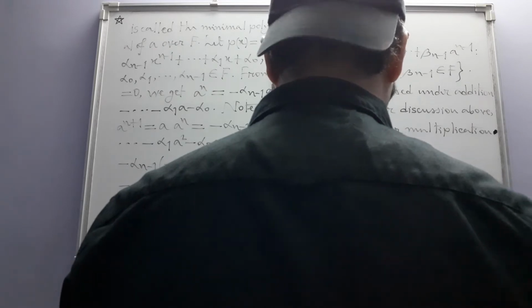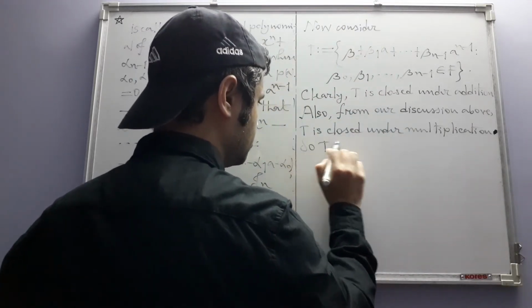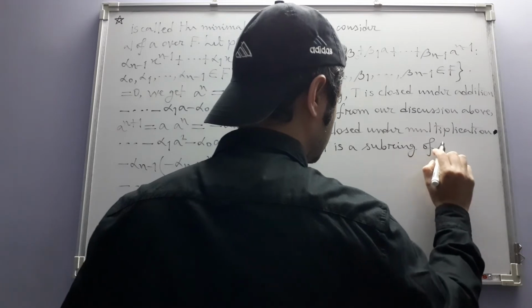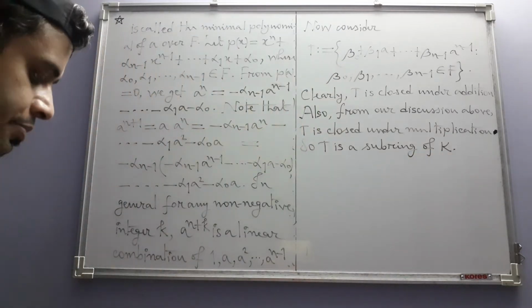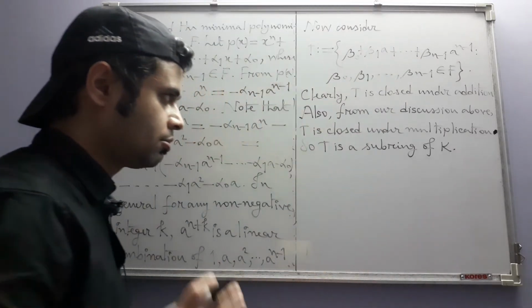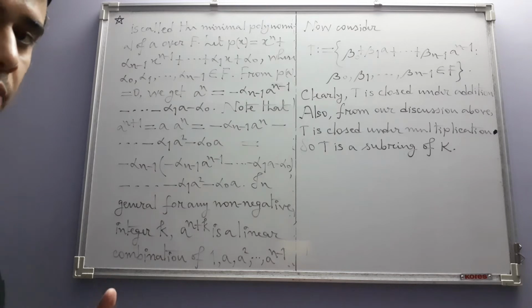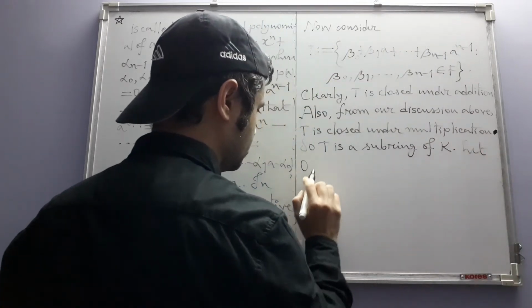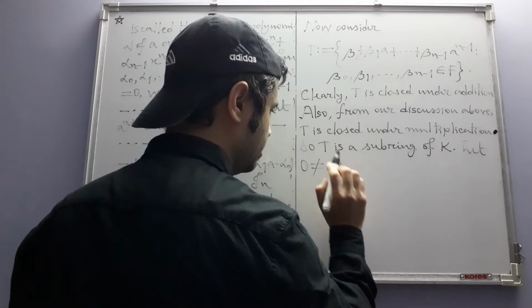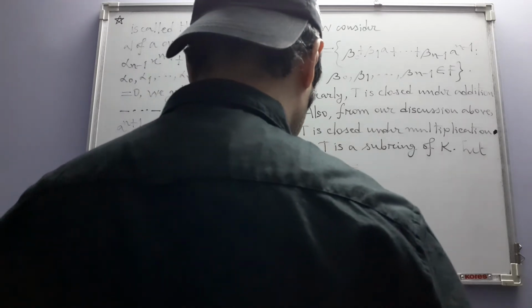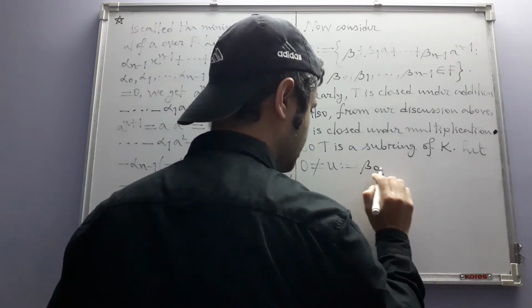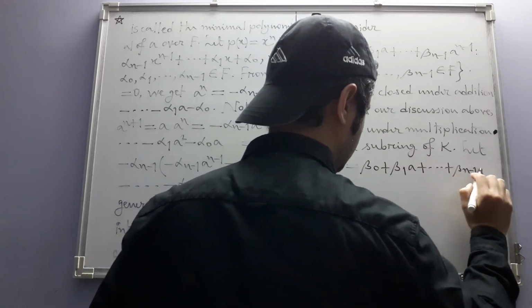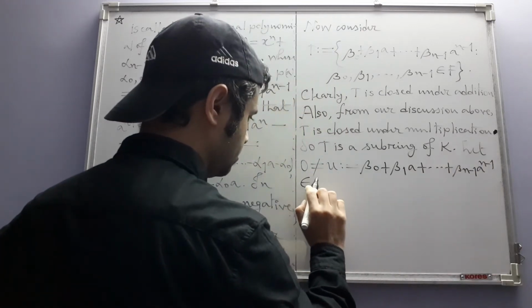That's what we want to conclude. So T is a subring of K. Now we are going to show that not only is T a subring of K, it's in fact a subfield of K. So for that, let U be a non-zero element in T. Say some element beta naught plus beta 1 A etc. in T.